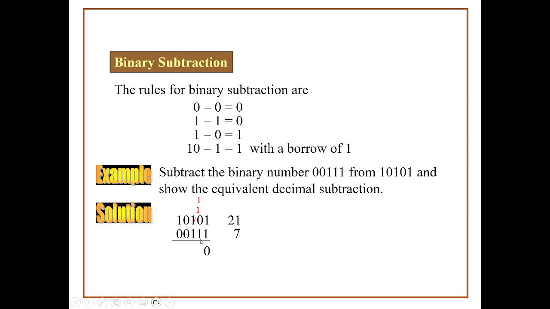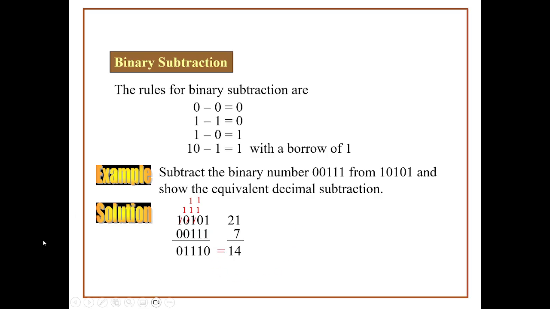So 1 minus 1, okay, 0. And then you borrowed 1, minus 1, you get 1 here. And same thing, you already minus the borrow here, so you have to borrow again from here. So it becomes 1 and then we have 1 and 1 here. So you get 1, and this 1 minus 0, you get 1 and 0. And you get 14 over here, equivalent.